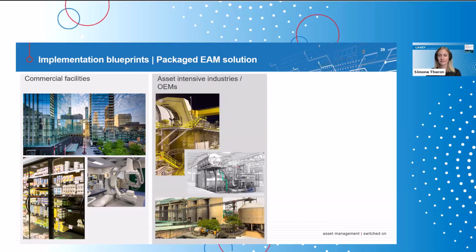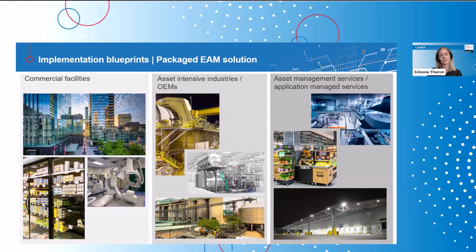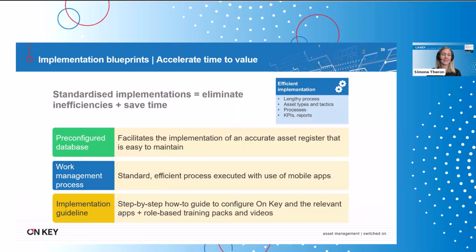Our second implementation blueprint is aimed at asset-intensive industries and OEMs. These include mining, heavy manufacturing, and oil and gas clients. And finally, we have packaged the solution for our asset or application management services. These are custom solutions where Pragma assists our clients' maintenance team to maximize OnKey's benefit to their organization.